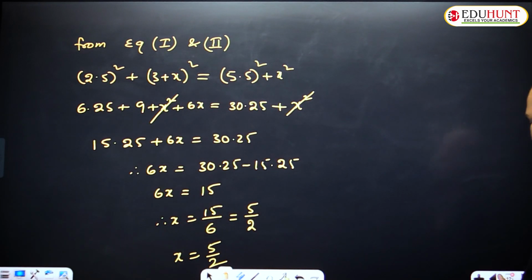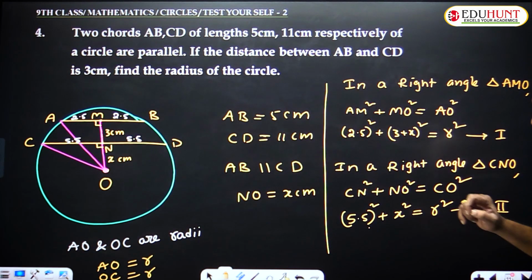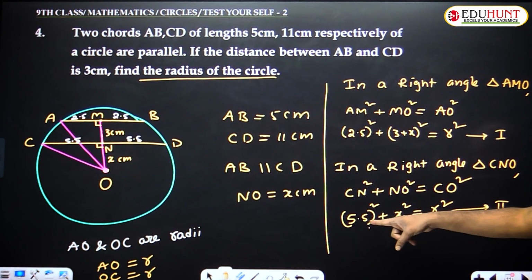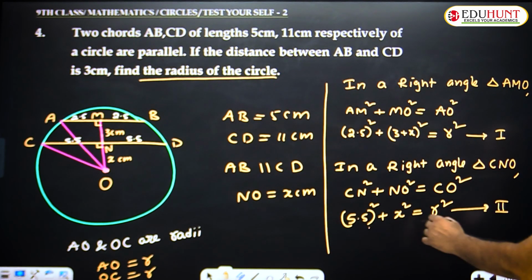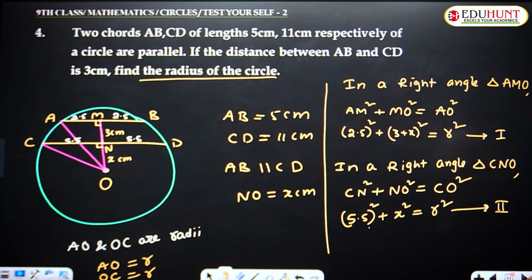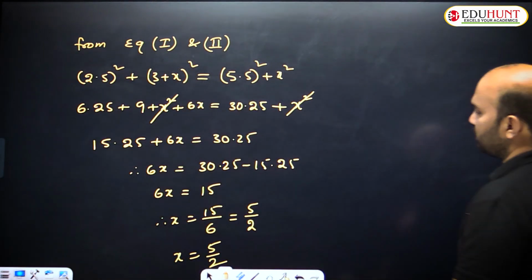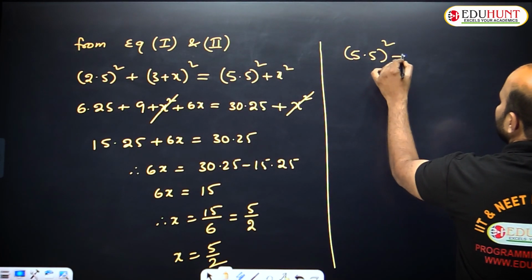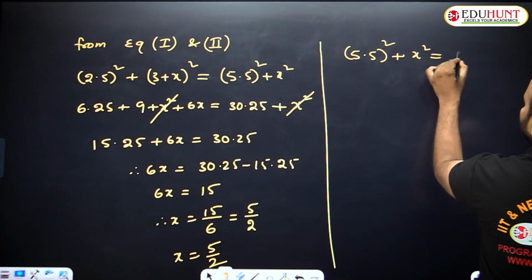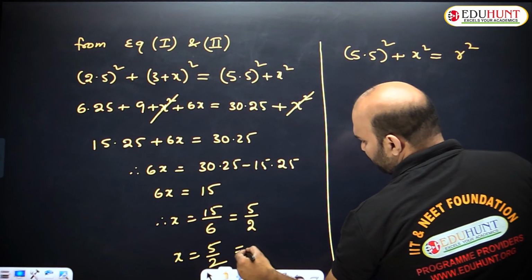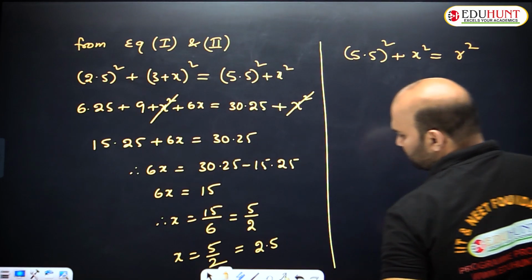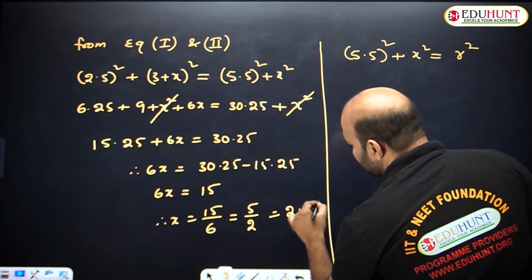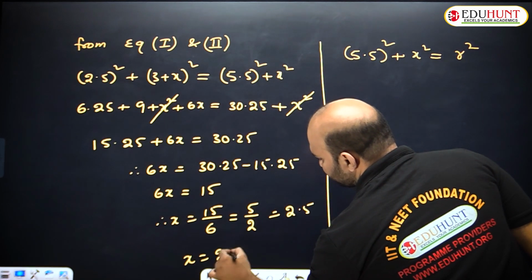But what is the question asking? The radius. Find the radius of the circle, the R value. So equation 2 is 5.5 whole square plus x square equals R square. We put the x value directly in equation 2, and we will get the R value directly. So what is the x value? 5 by 2, nothing but 2.5. The x value is 2.5. Am I clear?